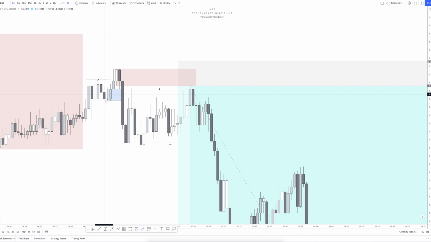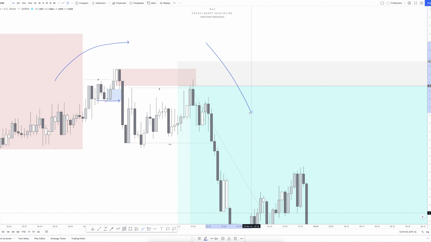So here we can see we have some demand. Let's actually fix this just a little bit. There we go. Price pushes to the downside, interacts with this demand here, rejects, and then price pushes to the downside, taking out this demand, giving us a break of structure here. Overall, just giving us a change of momentum from this uptrend back to a possible downtrend.